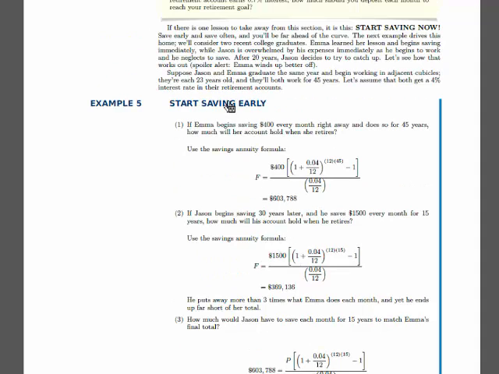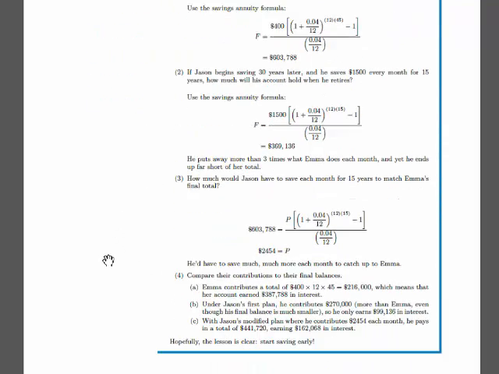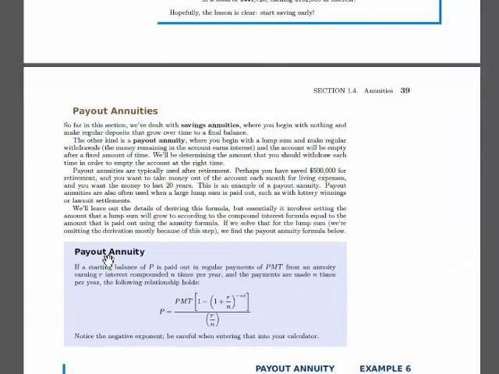Here, we go through a situation where we compare two people and their savings plans. Basically the punchline of this example is that you should start saving early. Saving early does most of the heavy lifting for you. You can save much less early on and end up with the same amount in your account at the end as if you started later and saved a lot more. So you can go through and look at that example, but that's the punchline: start saving early as much as possible.